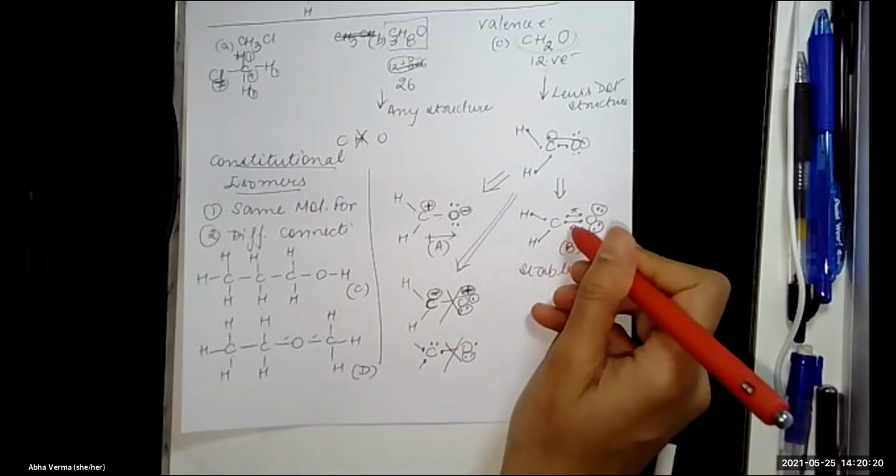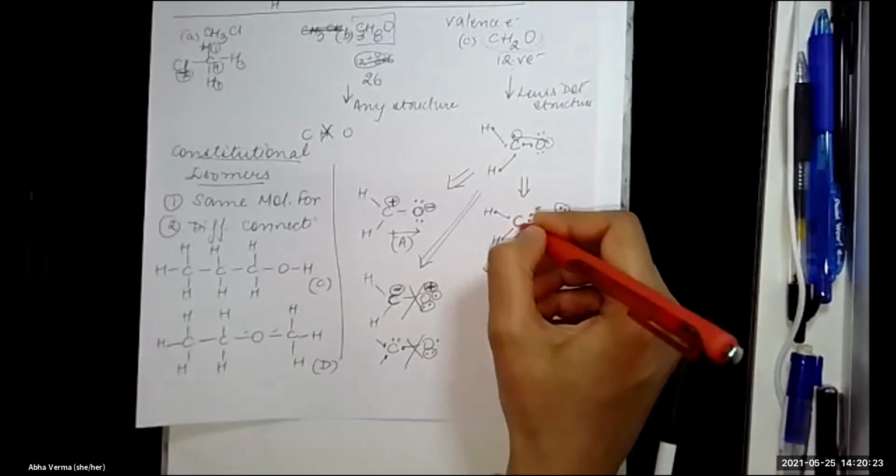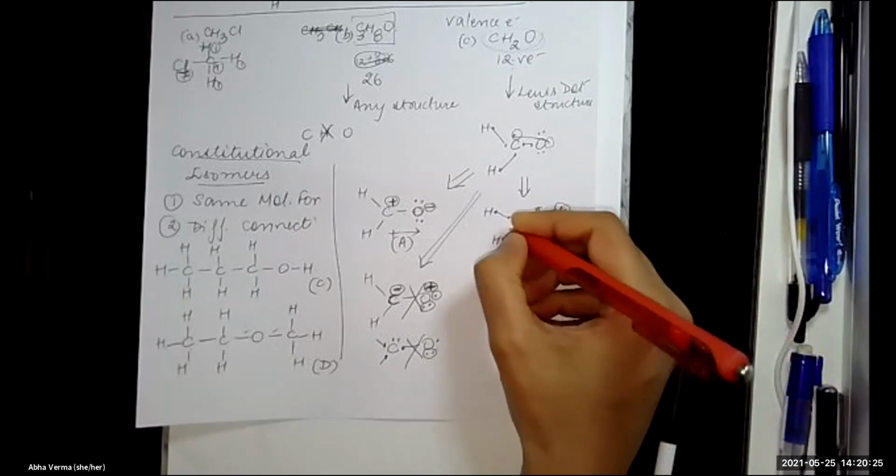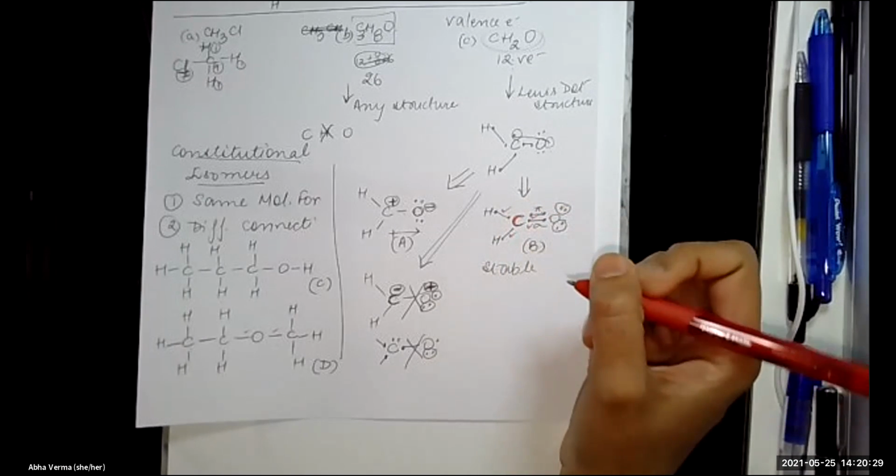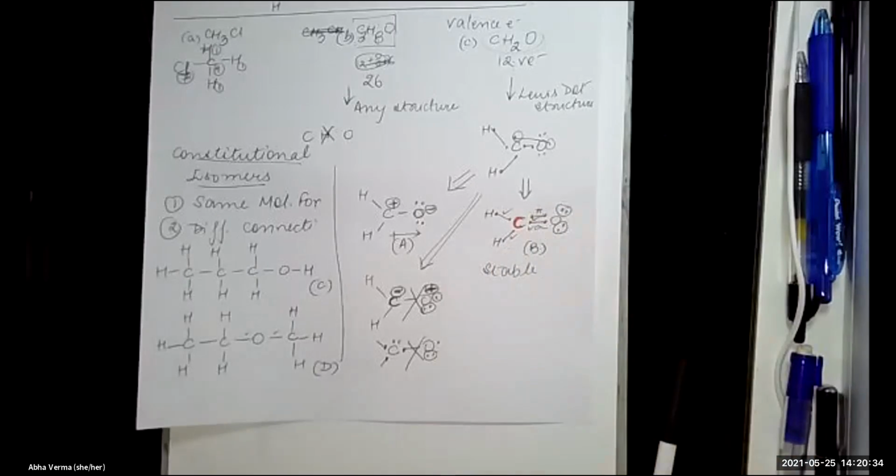Now I want to remind you about this structure. How many bonds is this carbon making? 1, 2, 3, 4. Very good. Yes, 4. So remember, always check back your work.